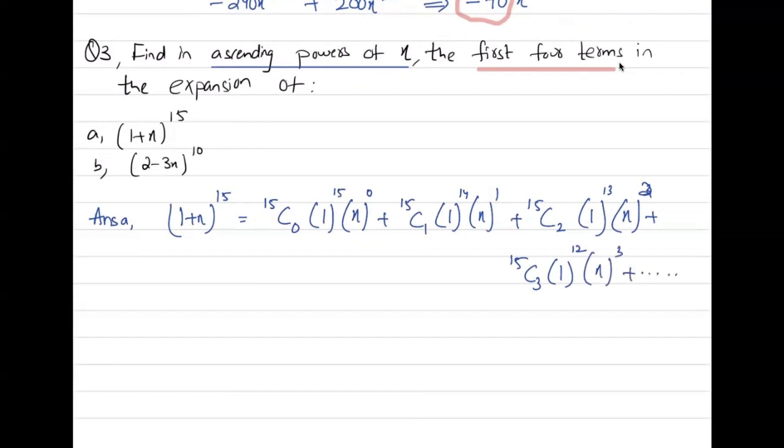We can just write dot dot dot to represent that the expansion has not ended, but we were just asked to give the first four terms. So the first term is 1. Try to evaluate this. 15C1 is 15, so it's going to be 15x. 15C2 is 105, so 105x squared, and 15C3 is 455, so that's going to be 455x cubed. Okay, so you have expanded this till the first four terms.